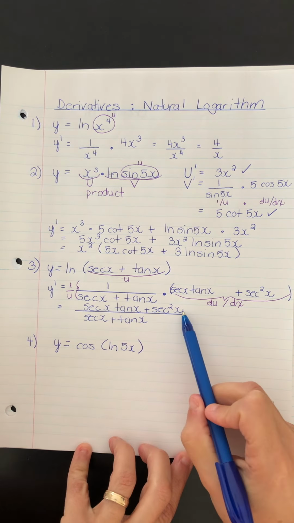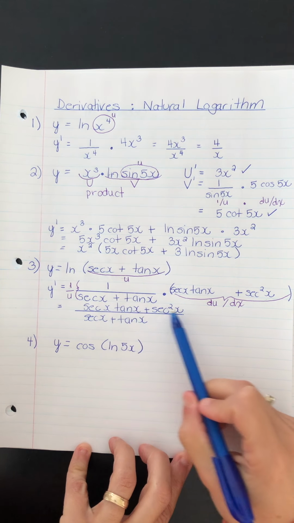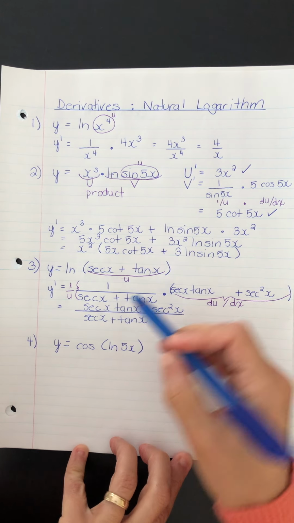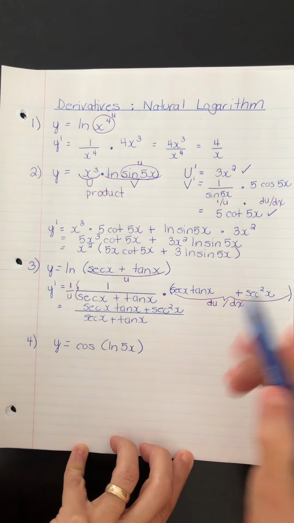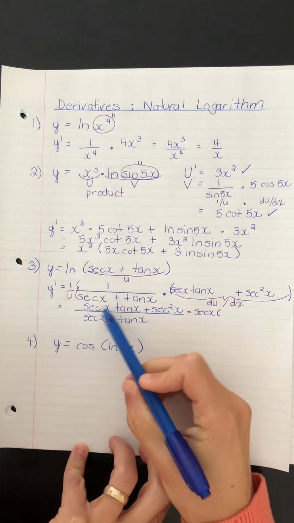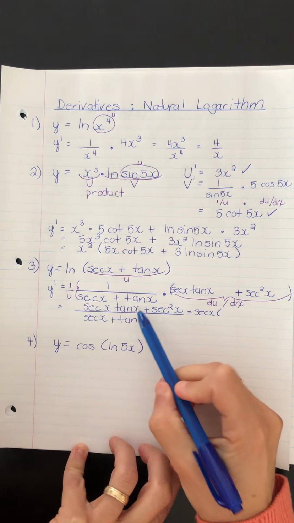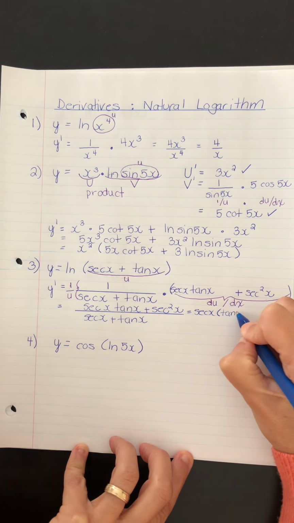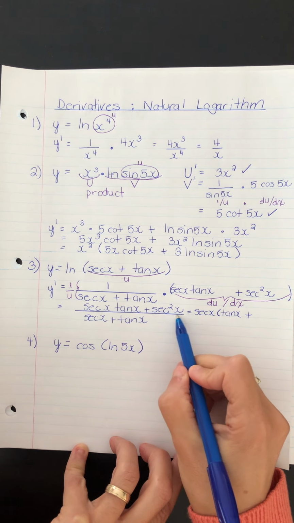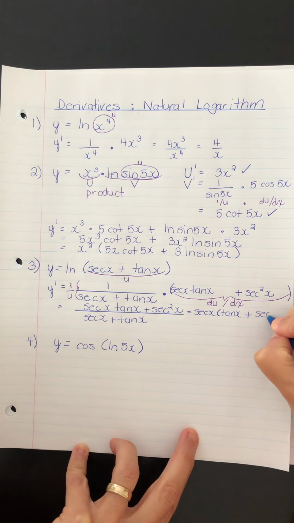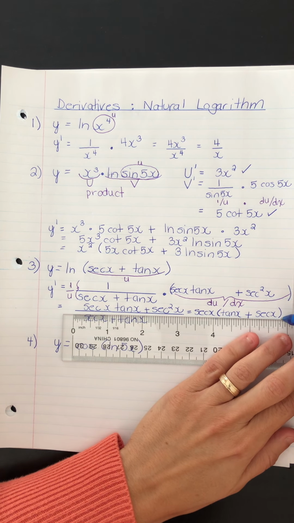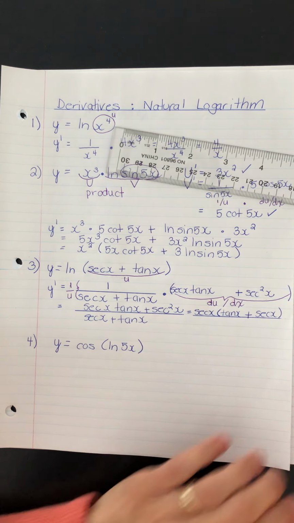In the numerator, I can common factor secant x from both terms. So the terms are separated by the plus sign. There's a secant x to the left and to the right. So I should common factor secant x from both terms. What will that leave me from the first term? Tangent x. Then will be the plus sign. And when I divide the second term by secant x, it will leave me with a secant x. So that's the new numerator. Denominator is the same.